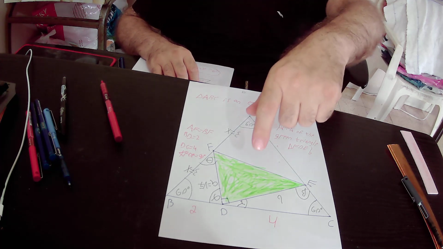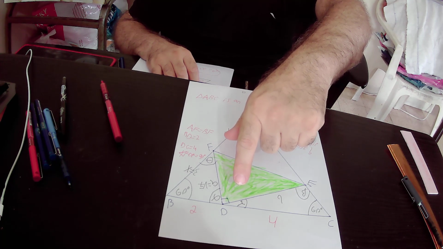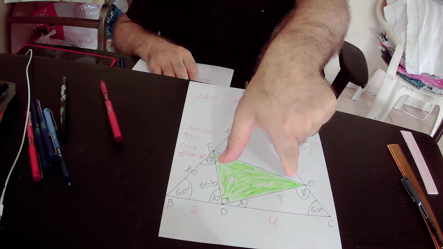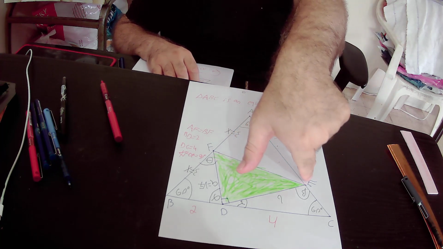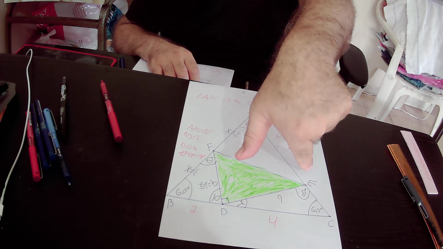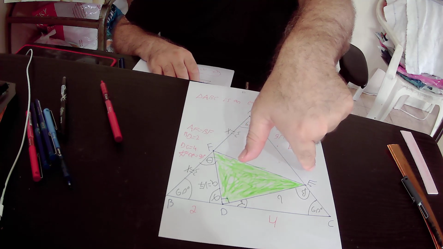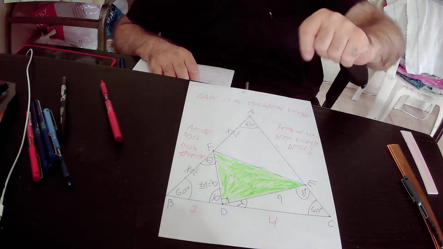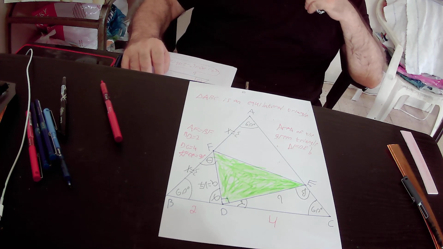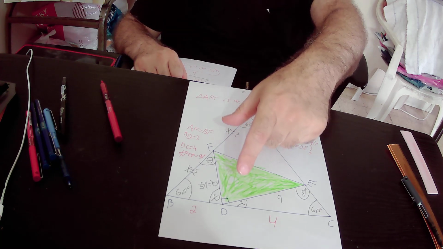In the next step, we define FD as A, that is to say FD equals A, and we define DE as B, that is to say DE equals B. And then we find the value of FD by the law of cosines.